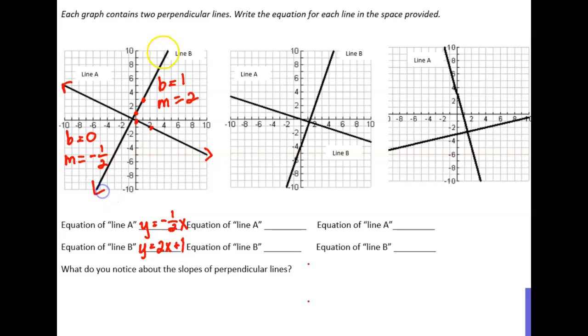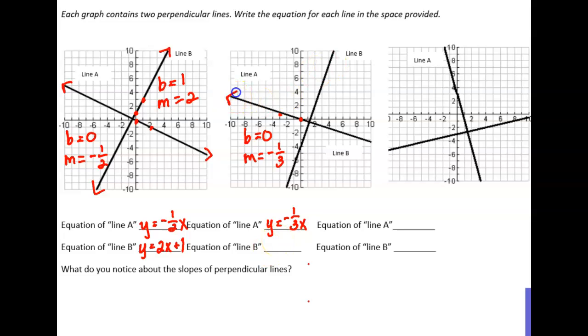Okay, so now let's look at the next example that we have. Line A: my y-intercept here is going to be at 0, so my b is 0. And my slope, I'm going to go up 1 to the left 3, so my slope is going to be -1/3. So the equation of line A would be y is equal to -1/3 x plus 0, but we don't write the plus 0, we just write it as -1/3 x.